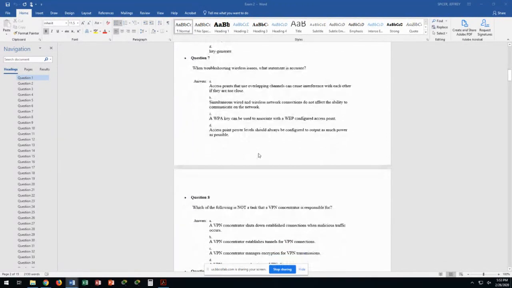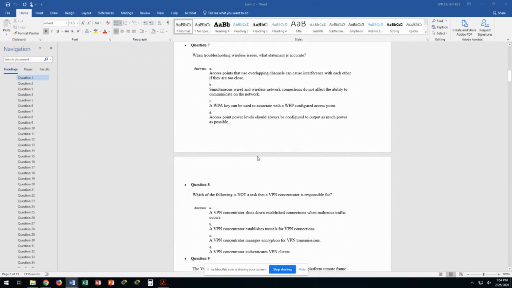All right, number 7. When troubleshooting a wireless issue, which statement is okay? Anyone? A, access points that use overlapping channels can cause interference with each other if they're too close. Right, absolutely. It's good that they put that as A. So once you find something that's true, you can stop.